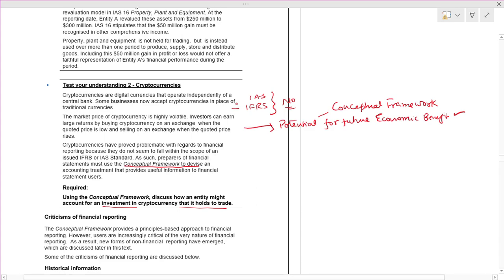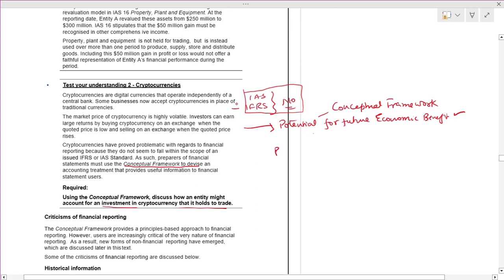I'm giving you time to understand, okay? It doesn't have any IS and IFRS. Now, can we identify this as an asset? Yes, because it is something that we control. We will own it.